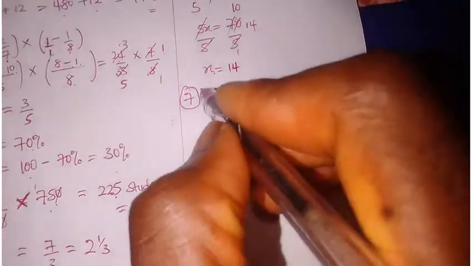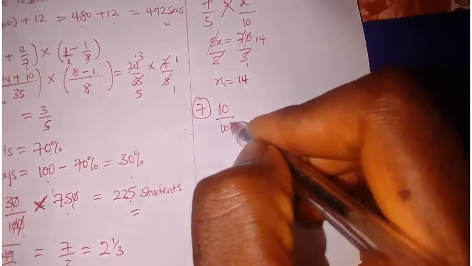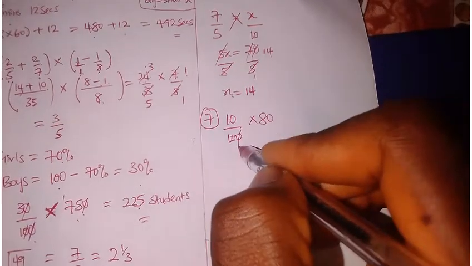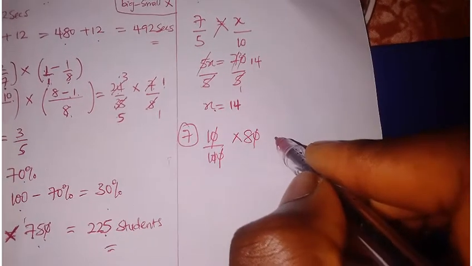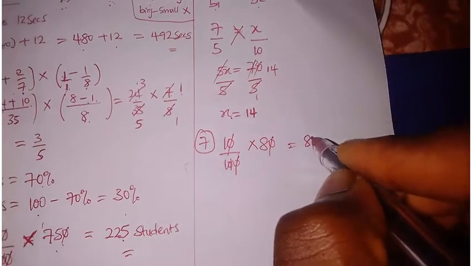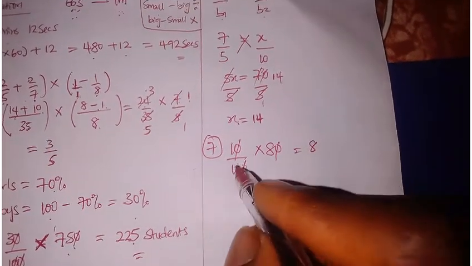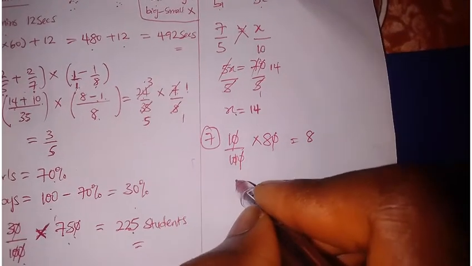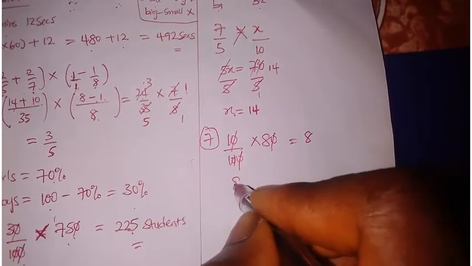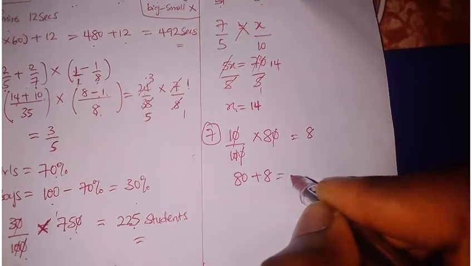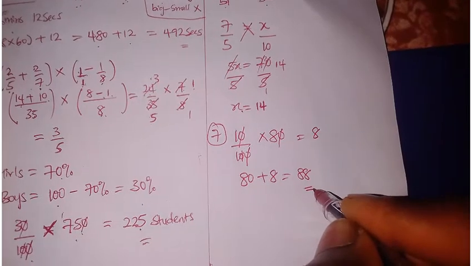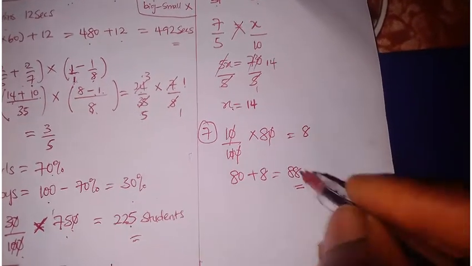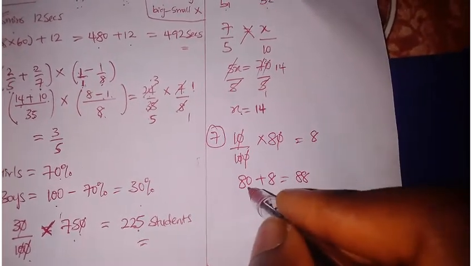Okay, so for this question, increase it by 10% means I have to get 10 over 100 of 80. 0 cancels 0. So I leave my answer as 8. So 10% of 80 is 8. So to increase it by 8 now, that becomes 80 plus 8, that's 88. This is the answer. If I was to reduce it by 10% of 80, after getting 8, I subtract 8 from 80.